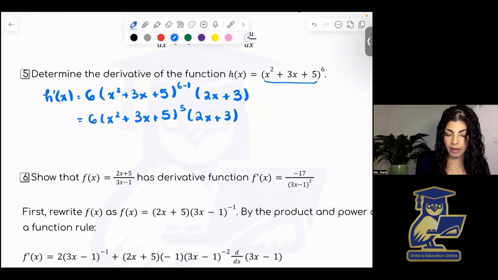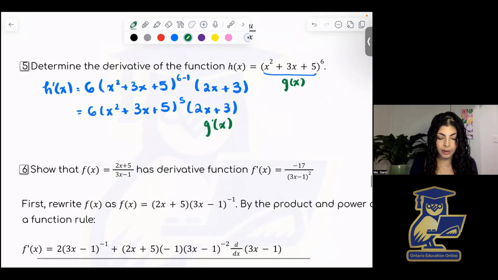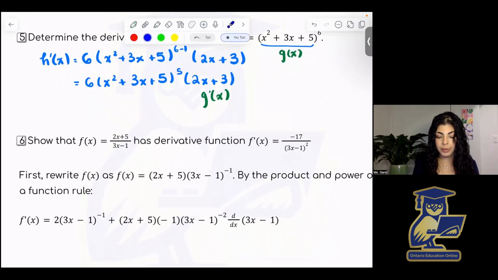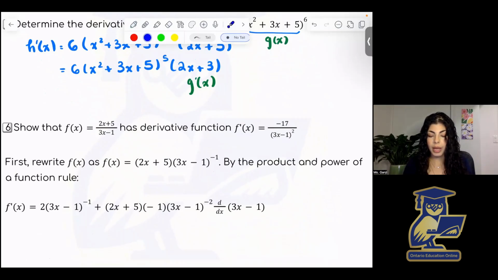And for example, if I add in this g of x here, this is g of x, then this is g prime of x, or the derivative of g of x. Now you're asked to show that this function here has a derivative of f prime of x is equal to negative 17 over 3x minus 1 squared.